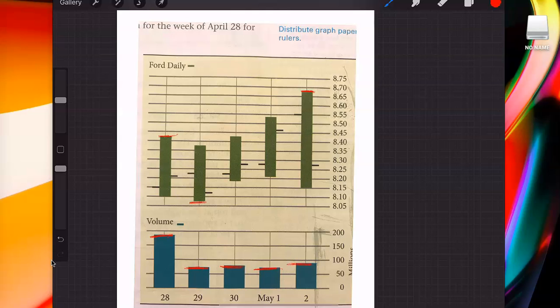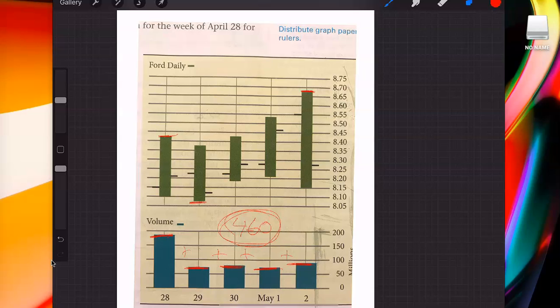If we add those up, so we just add those total volumes for each day, I get about 460 if I'm using the numbers that I listed. So that would be our total in millions, so 460 million shares between the 28th of April and the 2nd of May. So we're going to go and build a chart.